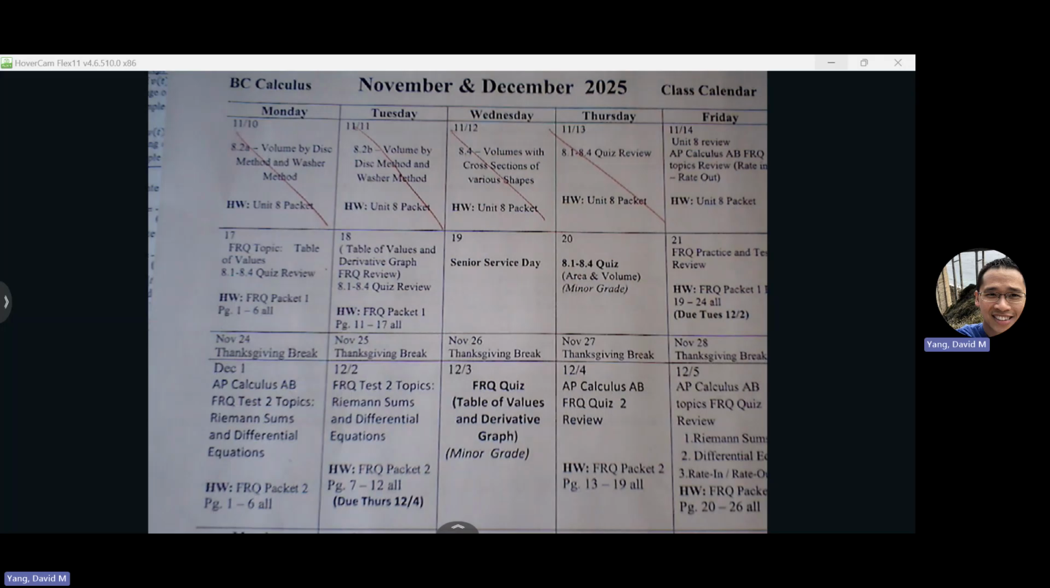So let me start off by walking through this type of rate in, rate out problem, and then we'll use the second half of class to continue reviewing for your area volume quiz. Okay. You're going to need your calculators.